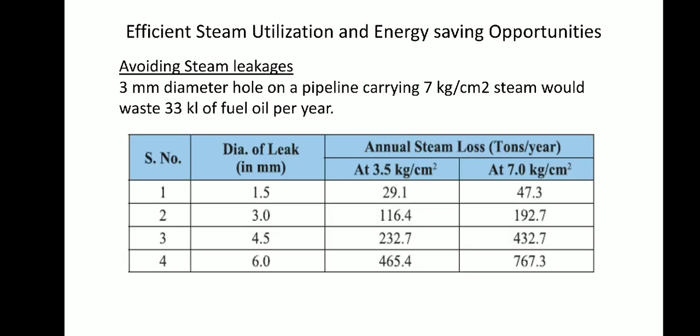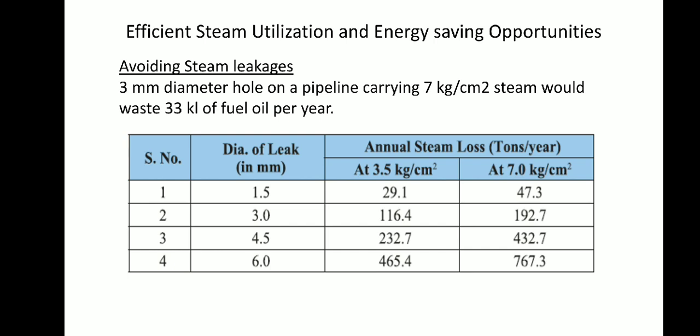Then avoiding steam leakages. Steam leakage is a visible indicator of waste and must be avoided. It has been estimated that a 3 mm diameter hole on a pipeline carrying 7 kg per centimeter square steam would waste 33 kiloliters of fuel oil per year.